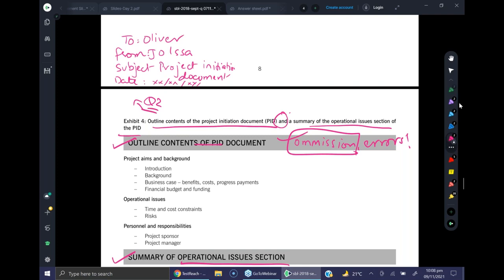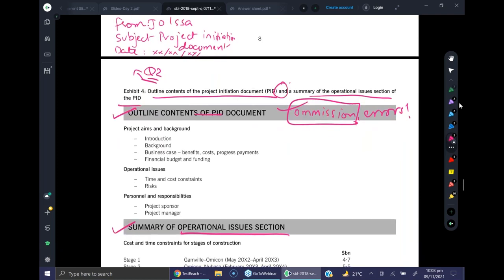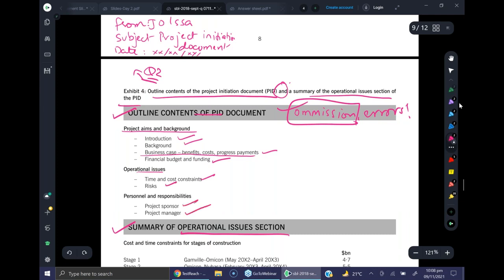Now straight away we are going to highlight the issues or feedback points. Let's talk about the PID first. It does mention aims and background, introduction of the project, background of the project, and the business case in terms of benefit, cost, progress payments, financial budget and funding. Operational issues also highlight time and cost constraints, risks, project sponsor, project manager.